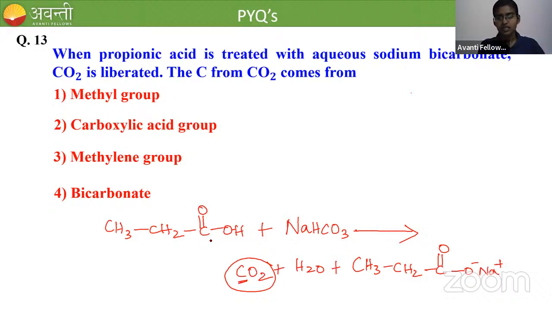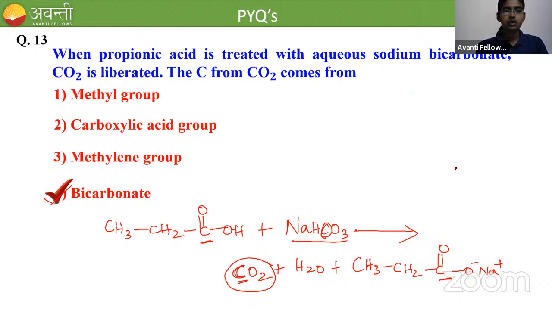The carboxylic acid carbon remains the same in the salt. So this carbon would have come from the second reactant, which is bicarbonate, right? So the answer is it has come from bicarbonate. Yes, option D is the correct answer for this question. Shall I move on to the next question?